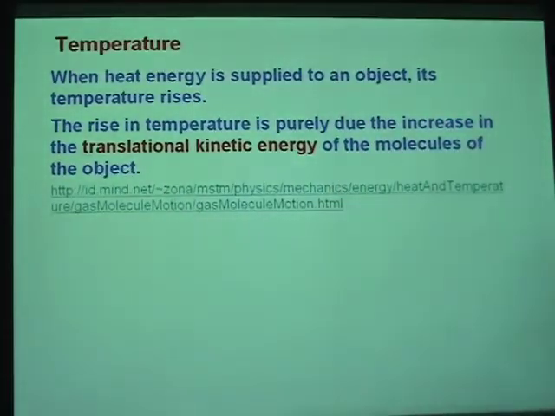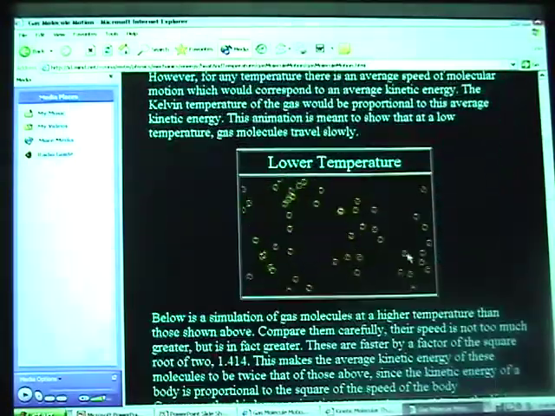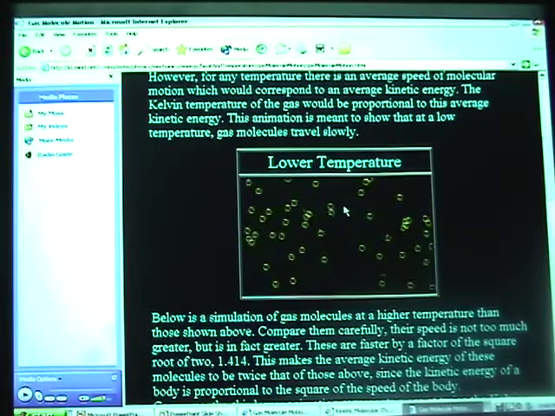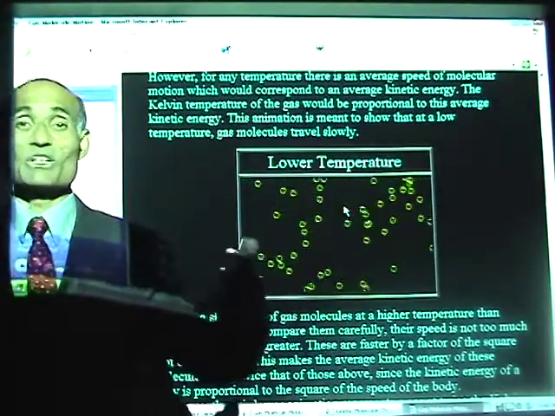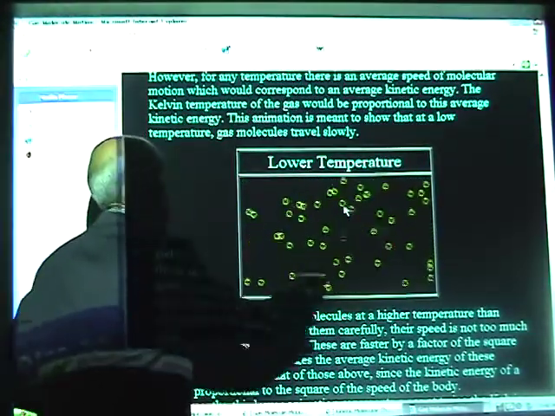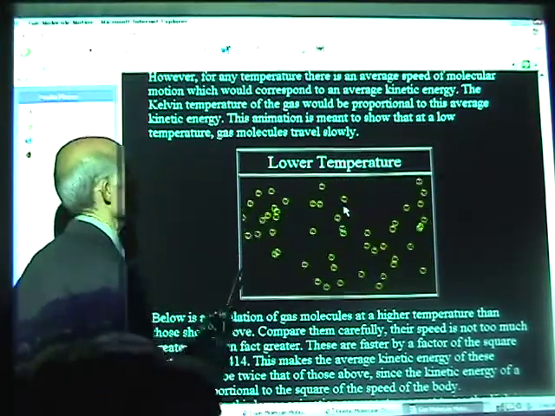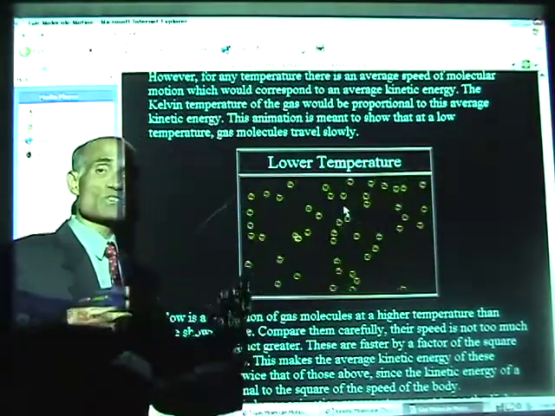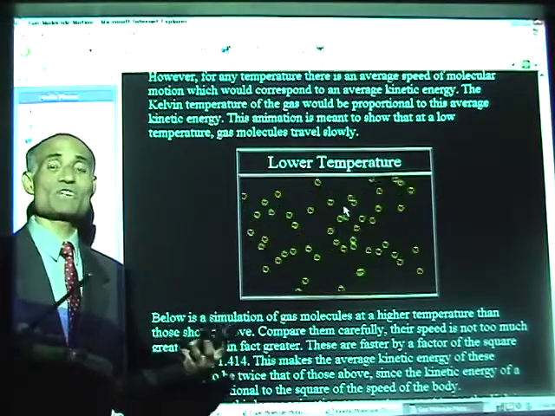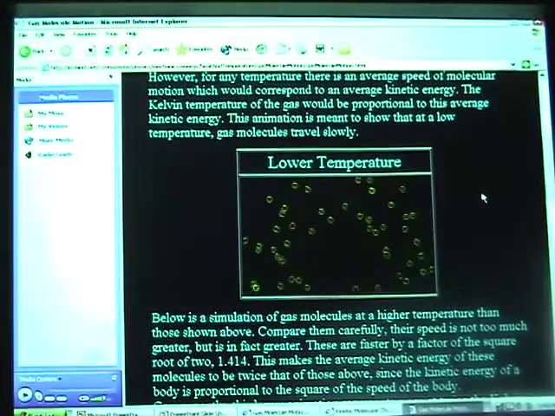Now, let's have a look at the relation between temperature and translational kinetic energy. Now, if you look at the motion of molecules in here, most of our discussion is going to be geared towards gases. So here you have a large number of molecules and they are in a state of random motion. You see, this is at lower temperature. When the temperature increases, their translational kinetic energy will increase.